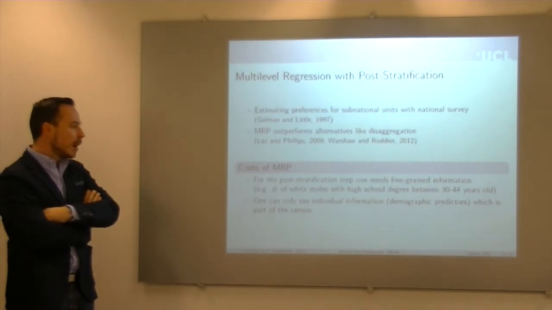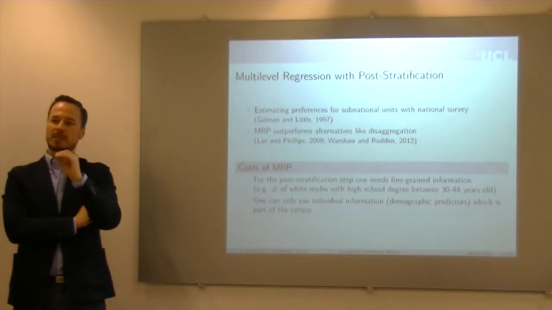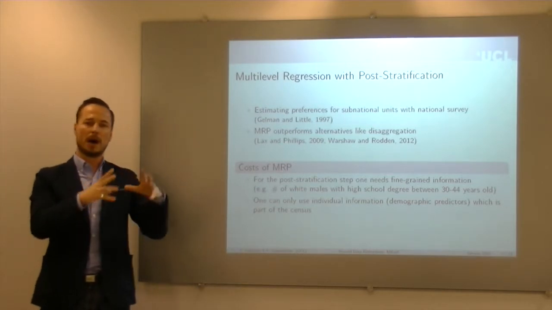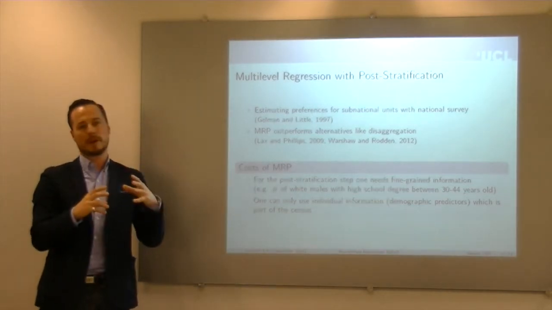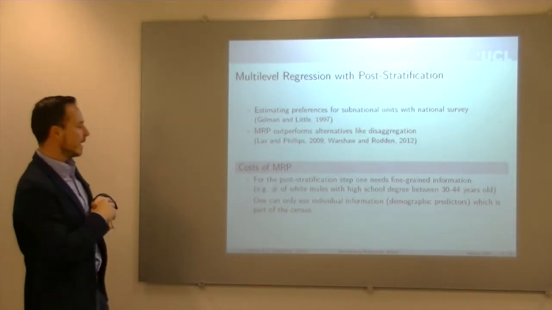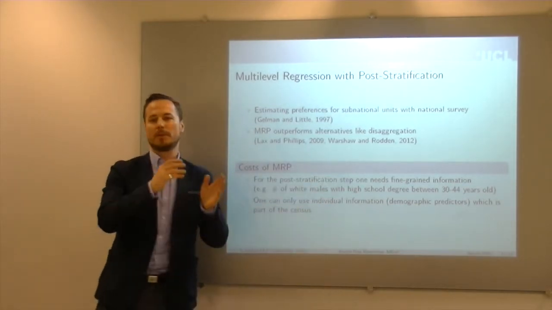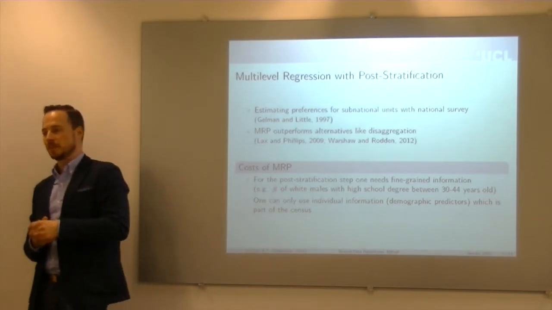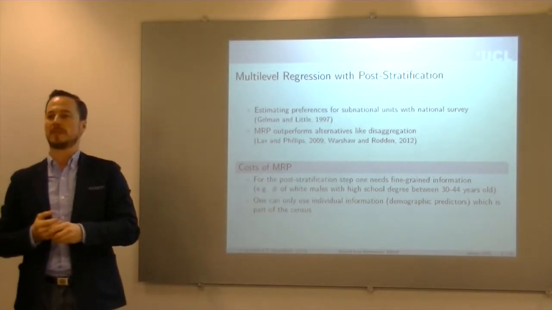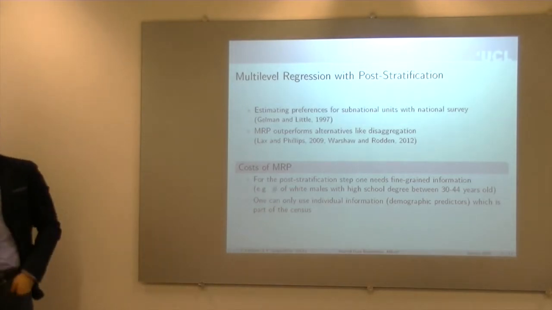The problem, or the cost, because this of course does not come for free, is that you need very precise census information. For all the individual level variables you use in your hierarchical model on the survey data, you need the equivalent census information. So I need to know, for example, in Nevada, how many white men I have that have a high school degree and are between 30 and 44 years old. Our problem originally was that we had variables like party ID that were not part of the census, but were very strong predictors for attitudes. So there was a certain frustration that we can't use them.